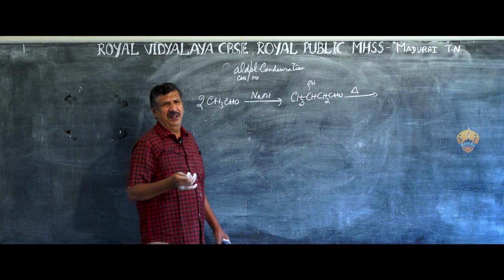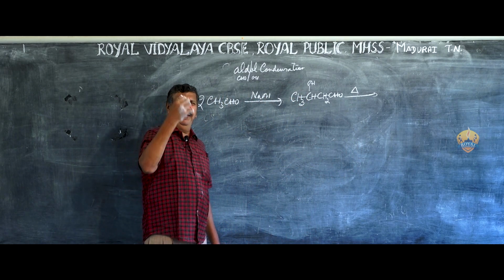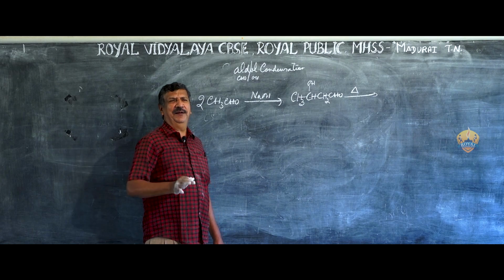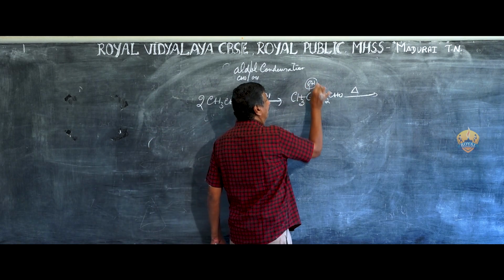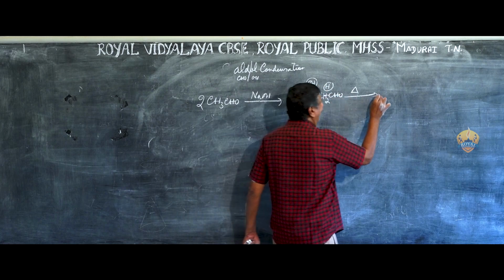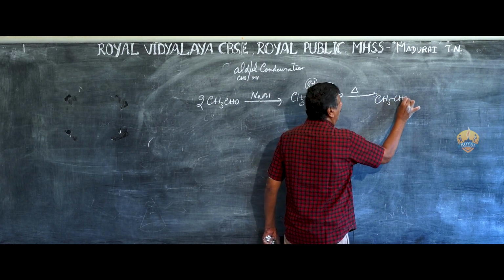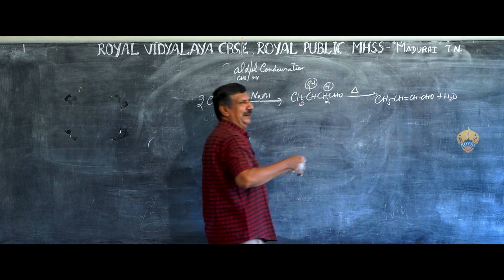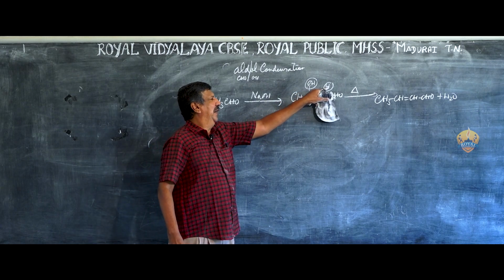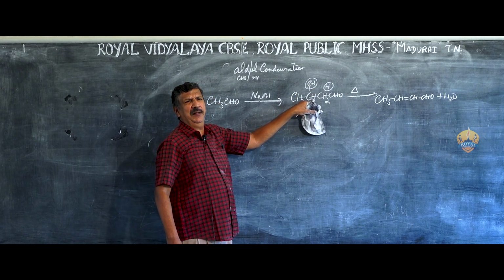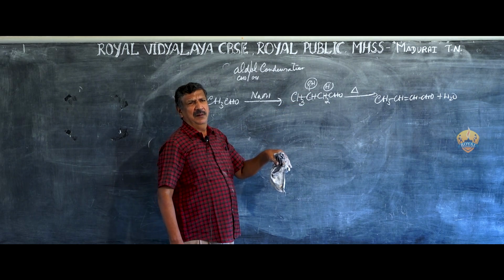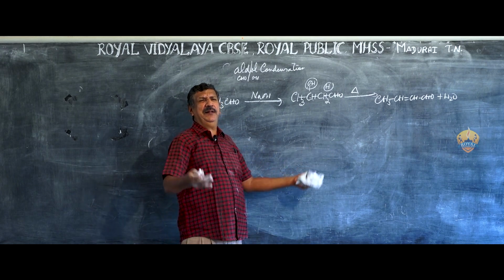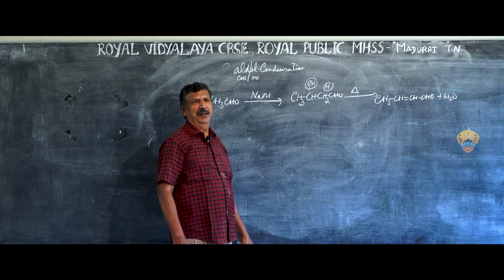Don't learn all this. Organic means water. 99% organic means water. You just remove the water like this. You can write the product. You see, OH from this carbon, H from this carbon, you create a double bond, that's all. The name is crotonaldehyde. Or you can name the IUPAC name also. Anything you like. Okay.